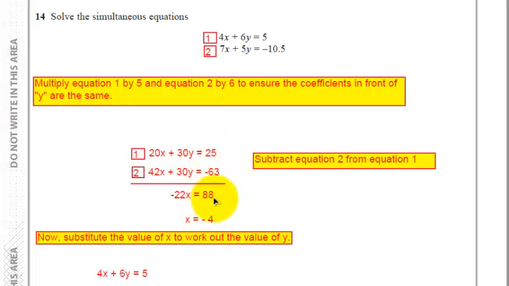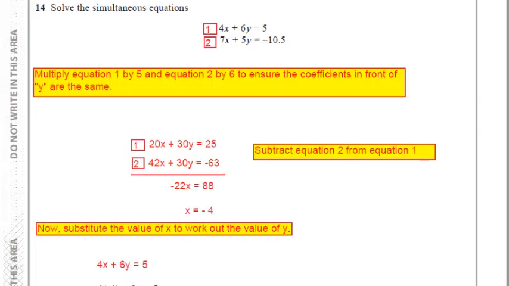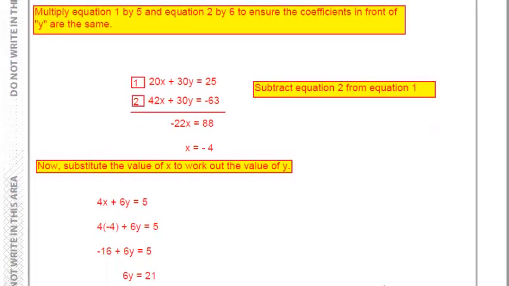And then if I divide this by -22, I get x = -4. Some people now forget that you've got to work out the value of x and y. Please don't be one of those people. So take your value of x, which is -4, and substitute it into any of the equations we've used so far.